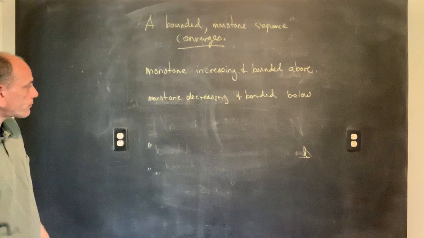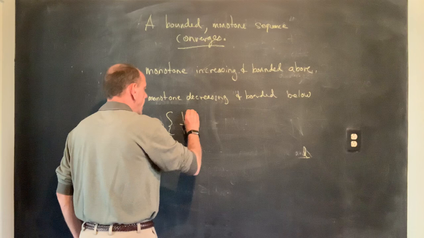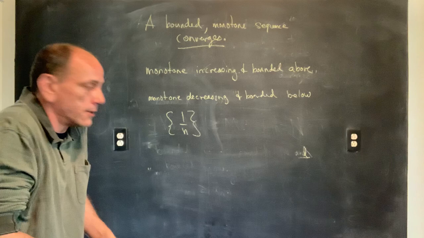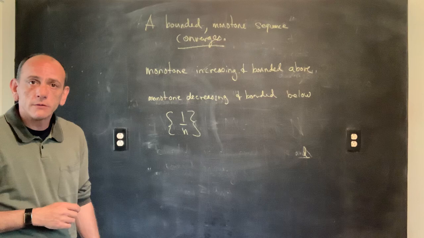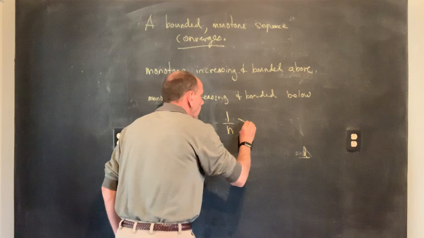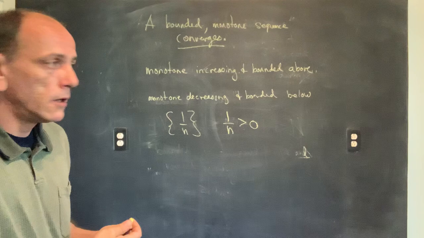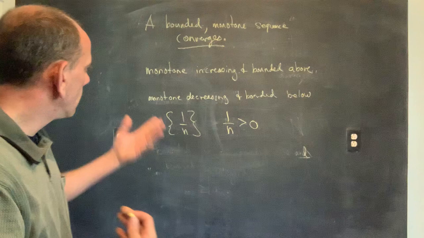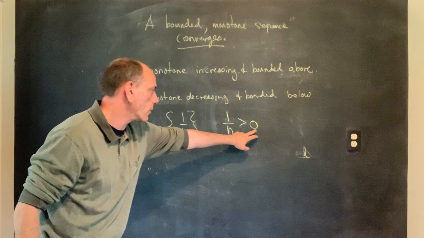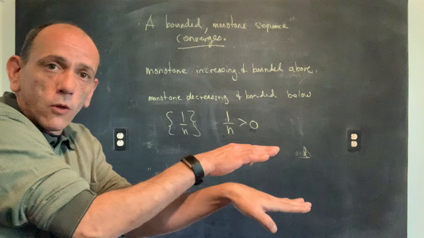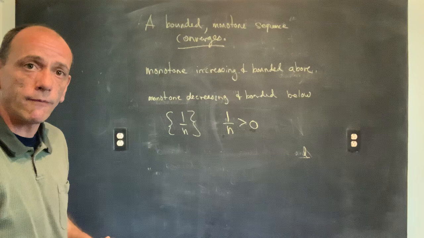All right, so for example, take the sequence 1 over n. Does the sequence converge or not? Well, I know for all n, 1 over n is greater than 0. They're all positive numbers. So I know that 1 over n is bounded below by 0. There exists this number M, well, that's not really natural, it's an integer, but okay, that all those terms are above. Now I just need to show that it's monotone decreasing and I'm done. We get that it converges.